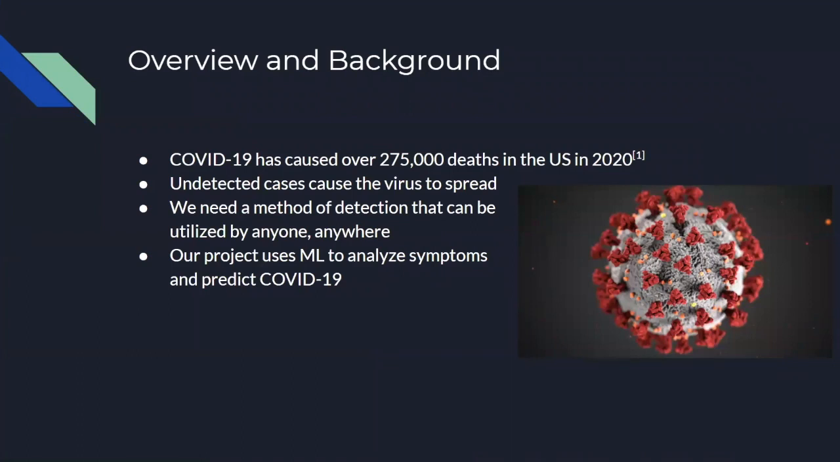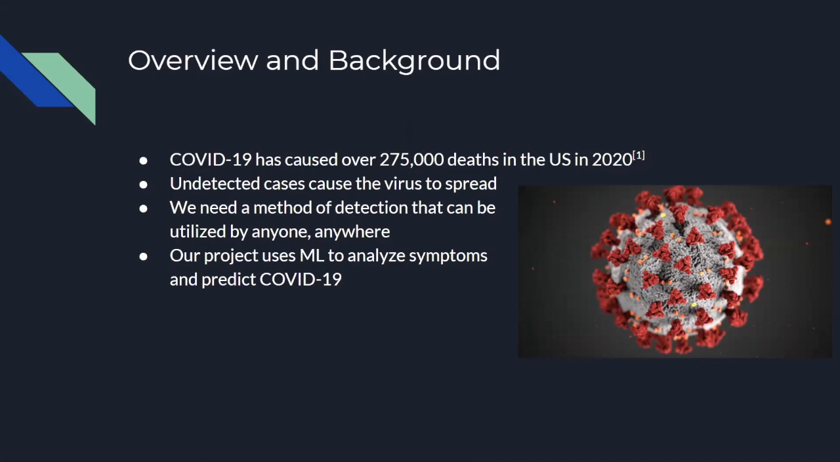We made this project because in 2020, COVID-19 has caused over 275,000 deaths in the U.S. Many cases go undetected, causing people to spread the virus without knowing. The current testing method has limitations, such as the supplies needed, the amount of time required to get a result, and that patients often don't want to go into a medical facility. So a more accessible testing method could help more people know if they have the virus.